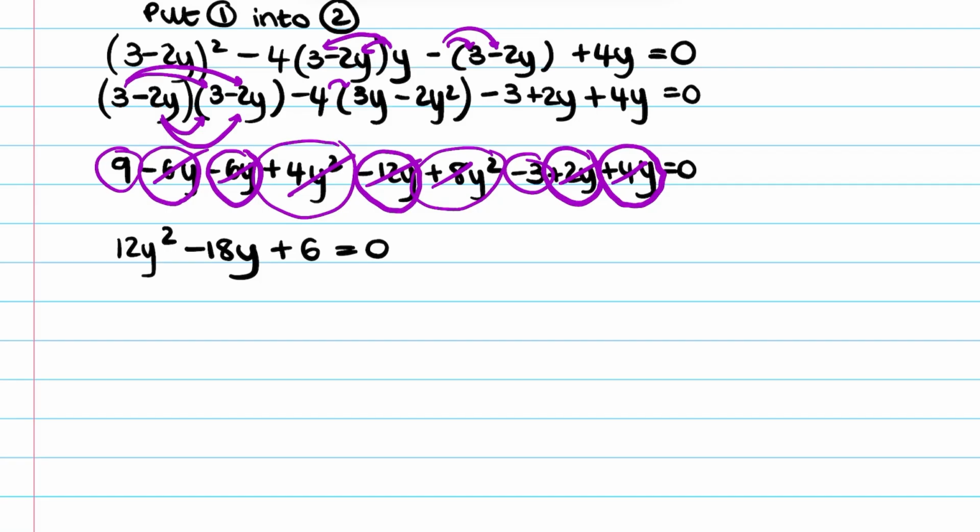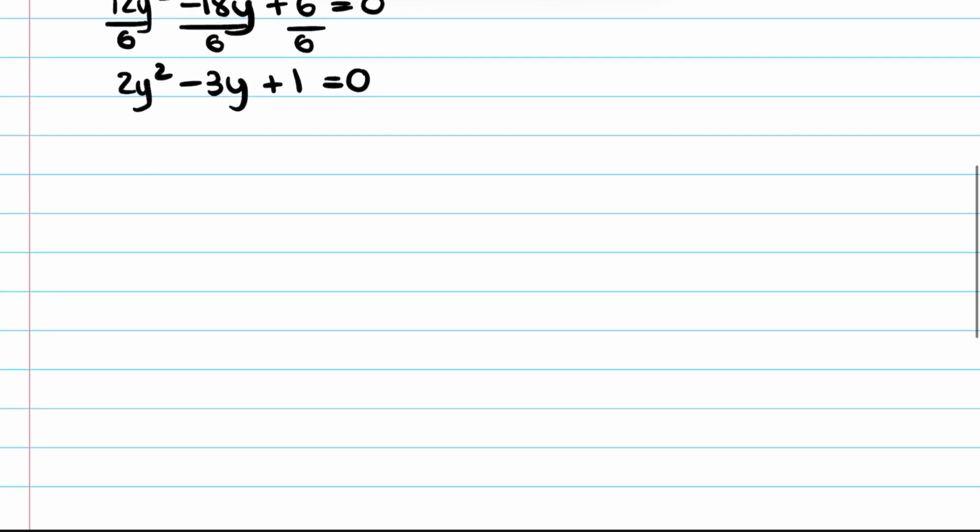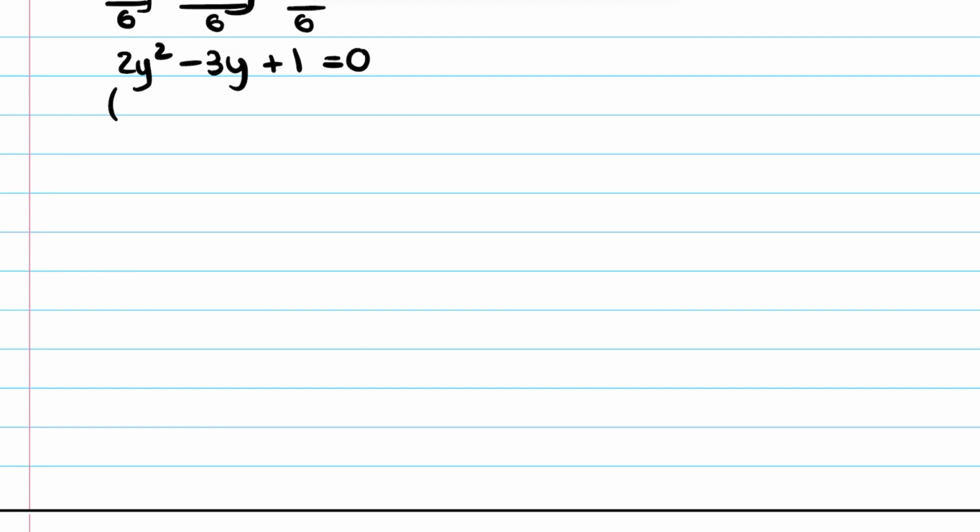Now, hopefully you see that everything is divisible by 6 here. So that is what I'm going to do. I'm going to make my life as easy as possible, and so I'm going to simplify as far as I possibly can. So I'm going to divide by 6, divide by 6, divide by 6. And I'm going to be left with 2y squared minus 3y plus 1 is equal to 0. Excellent. Now I can factorize in my two brackets.